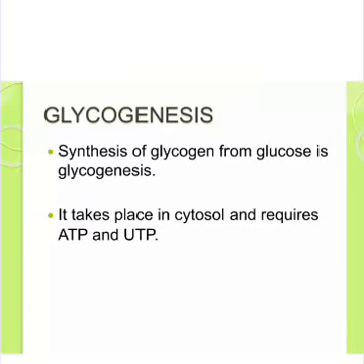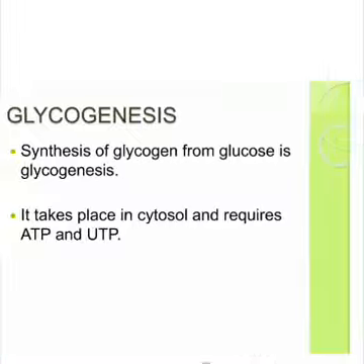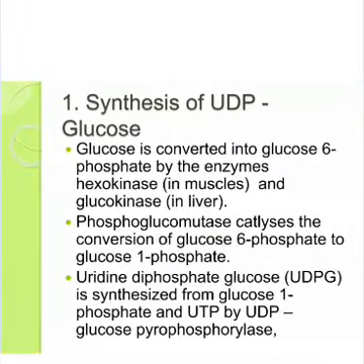First of all, synthesis of glycogen from glucose is known as glycogenesis. It takes place in cytosol and it requires ATP and UTP. ATP means adenosine triphosphate and UTP means uridine triphosphate. The first step for this glycogenesis is synthesis of UDP glucose.